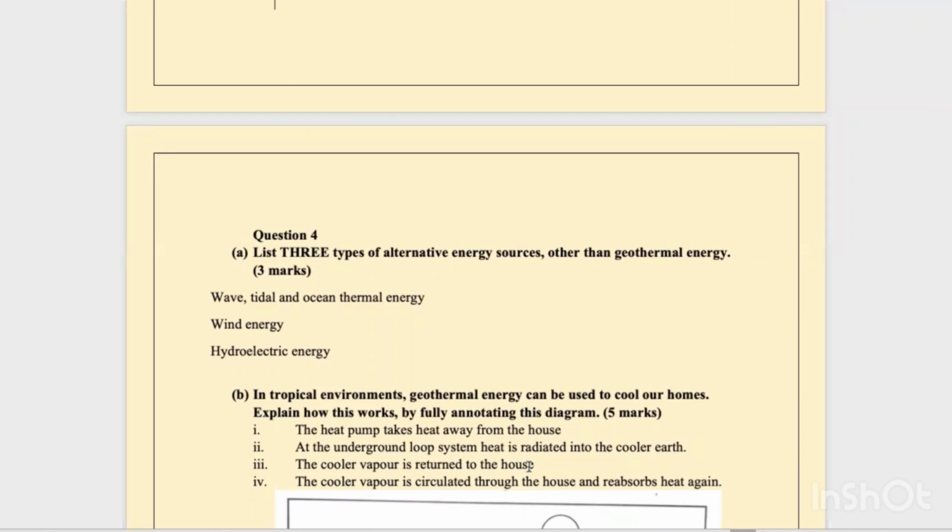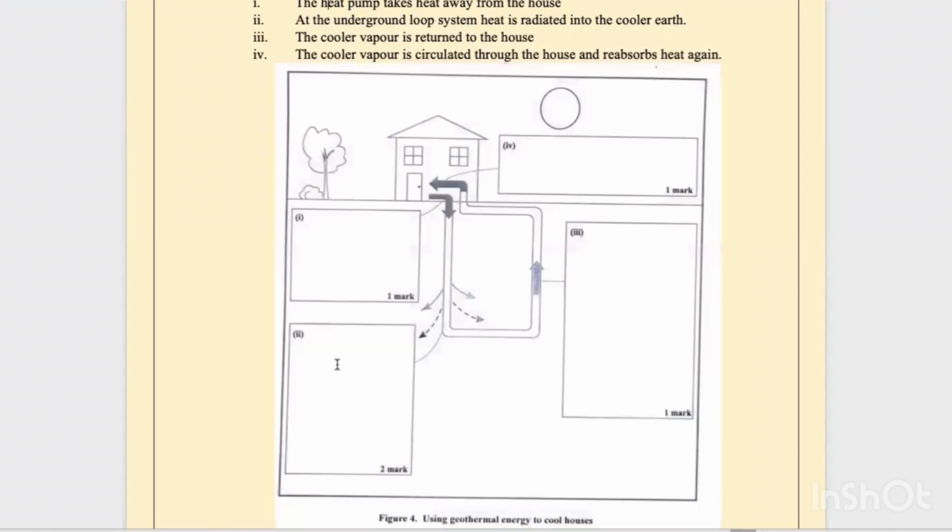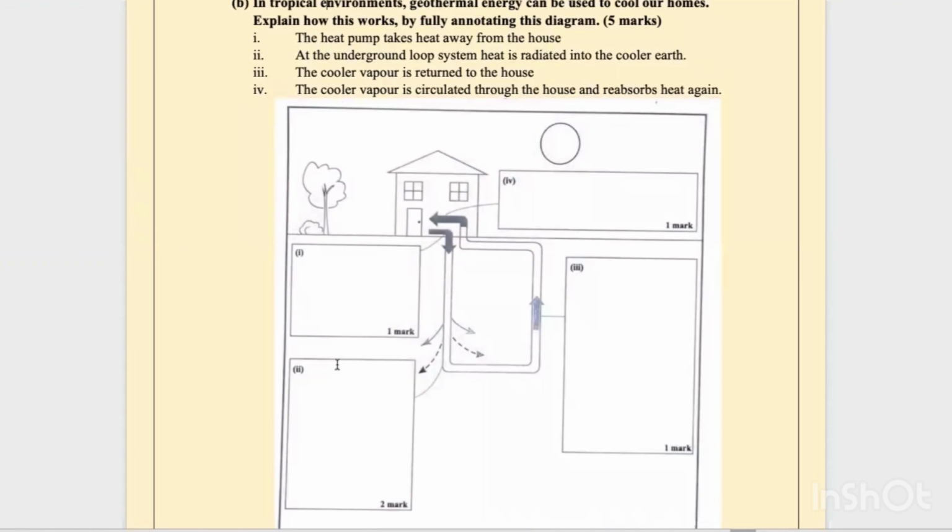List 3 types of alternative energy sources other than geothermal energy. All right, there were several that we spoke about in class. We spoke about wave, tidal, or ocean, wind energy, hydroelectric energy. It says, in tropical environments, geothermal energy can be used to cool our homes. Explain how this works by fully annotating the diagram.